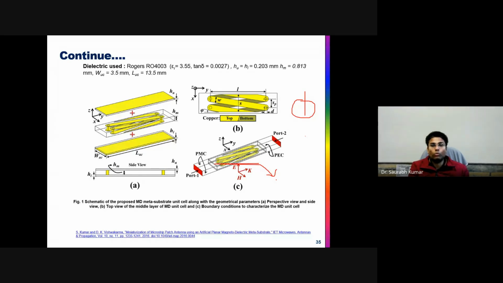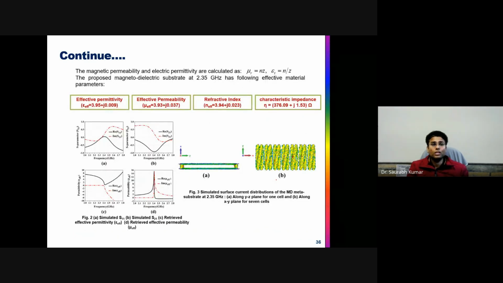But you have to consider what the dimensions should be and all the other things. So we have created a nearly matched magnetodielectric substrate. Nearly matched means where epsilon and mu are of equal value. We have extracted the metamaterial parameters with the help of the real and imaginary S11 and S21. So this is the permittivity and permeability function.